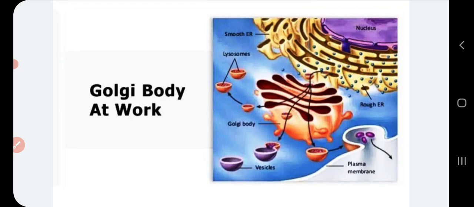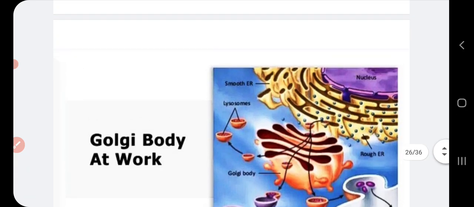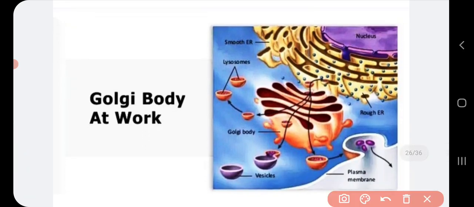The points are present and how they work by each other, and in that vesicle is the main point. All the points are coming through the vesicle and they work by the vesicle and through the byways through the plasma membrane. This is the picture that shows how the Golgi bodies work, their positions and their places.